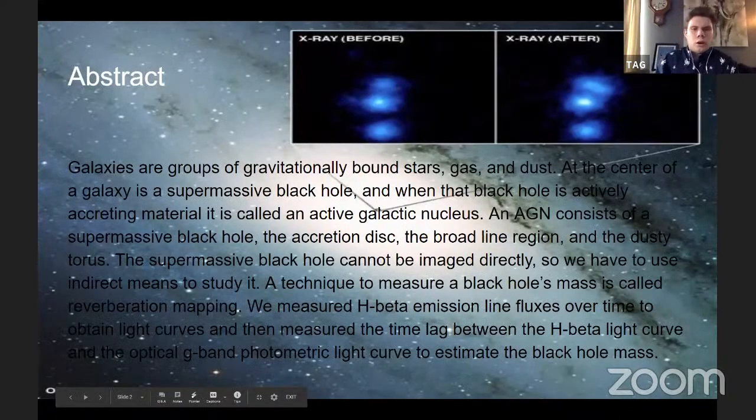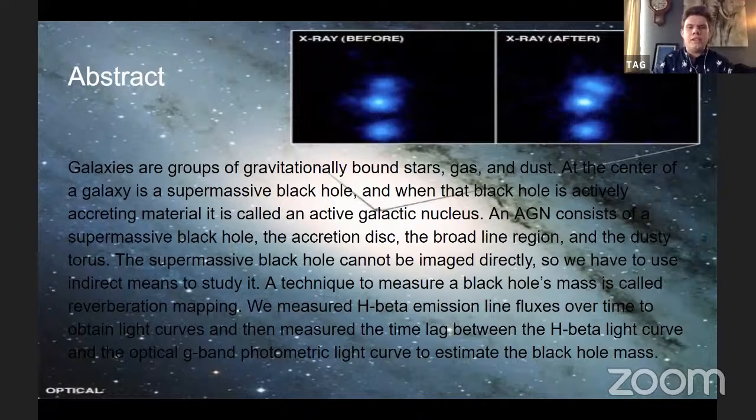Galaxies are groups of gravitationally bound stars, gas, and dust. At the center of a galaxy is a supermassive black hole. And when that black hole is actively accreting material, it is called an active galactic nucleus.